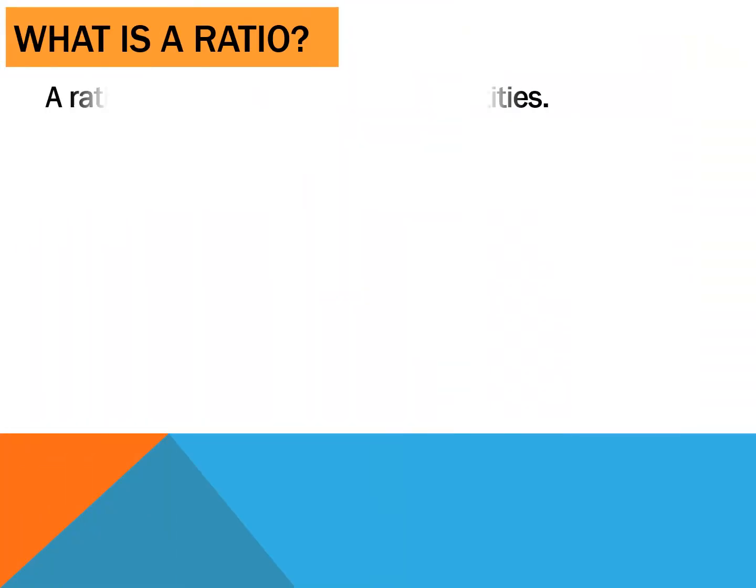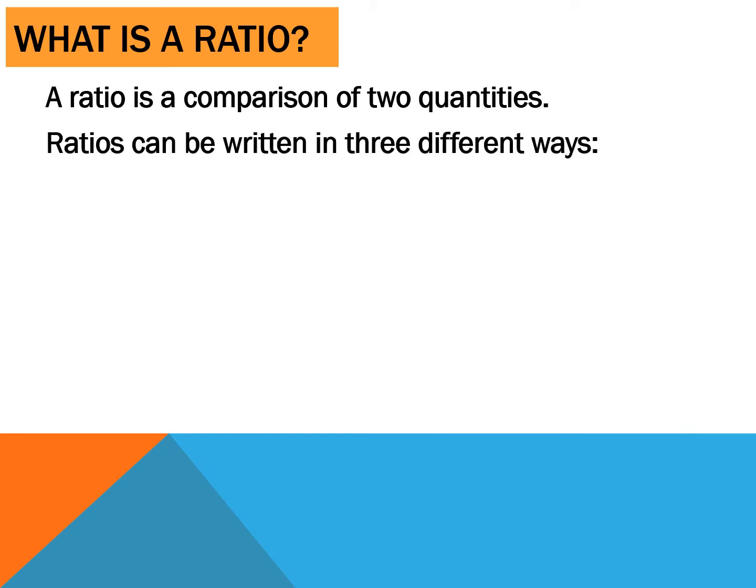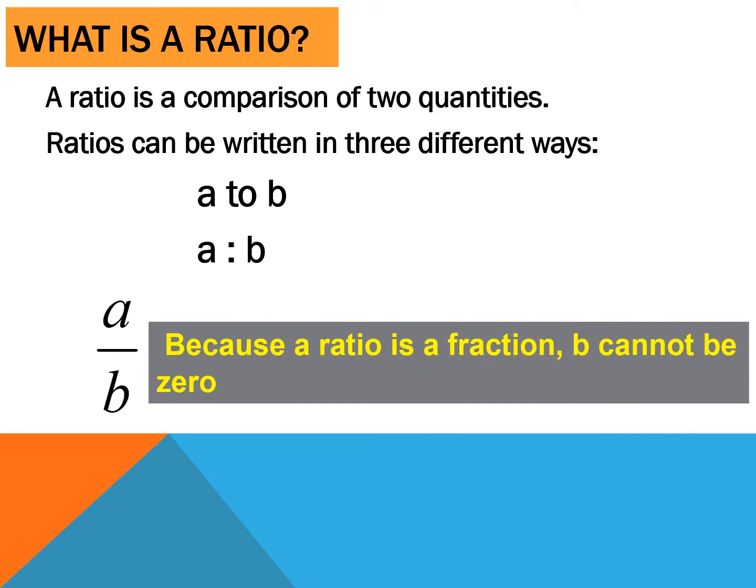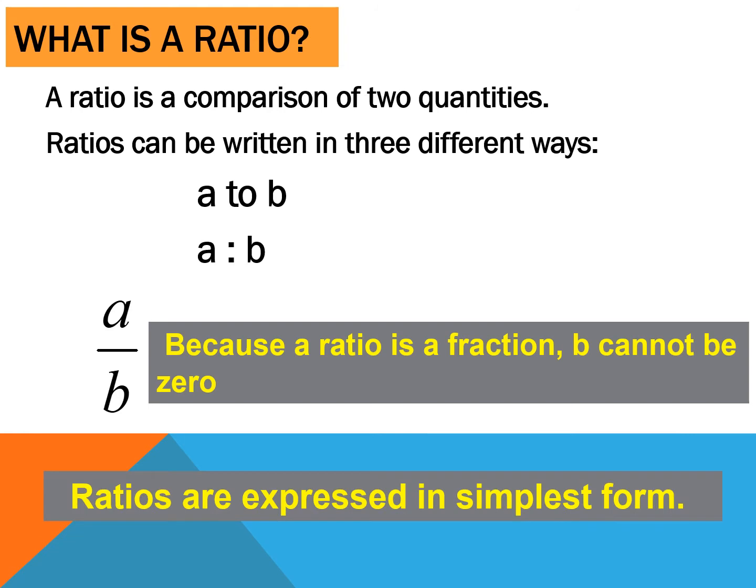What is a ratio? A ratio is a comparison of two quantities. Ratios can be written in three different ways: A to B, A is to B, or A over B. Remember, a ratio is a fraction and B cannot be equal to 0, because if B is equal to 0, it is undefined already. Ratios are expressed in simplest form, so we always reduce them to the lowest form.